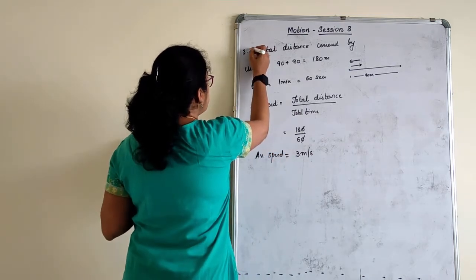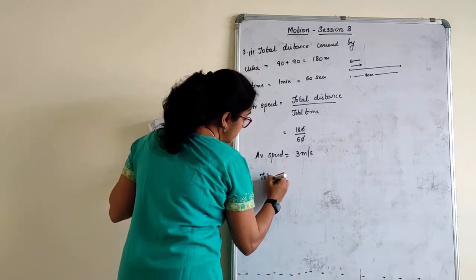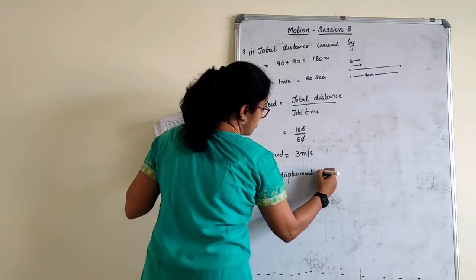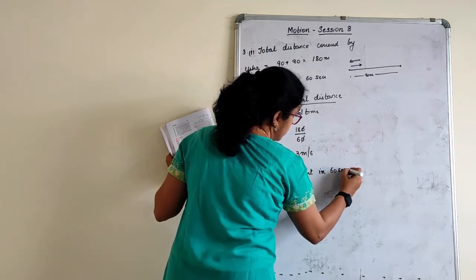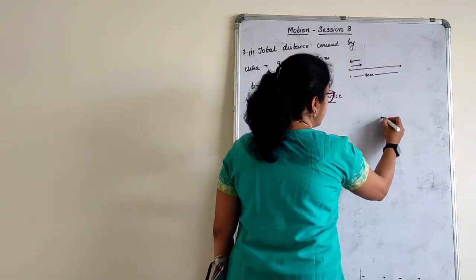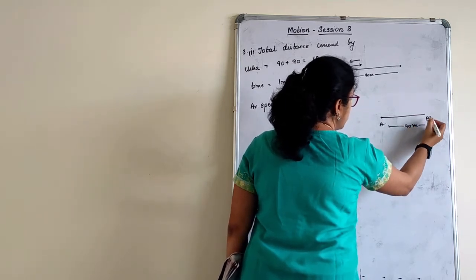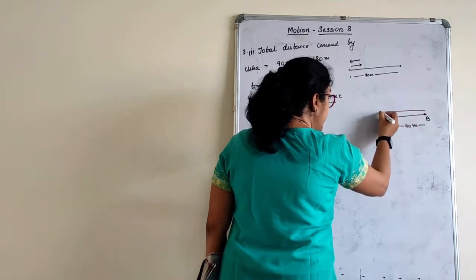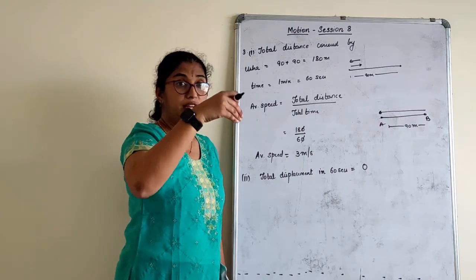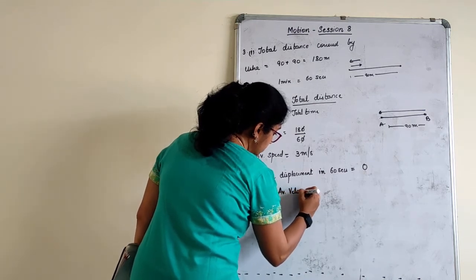Okay. Now this was the first part. Second part, what I will write here is total displacement in 60 seconds is equal to 0. Why? See, Usha started from this point, right? So this is A and this is B. If I talk about, this is 90 meter. She started here and again she ended at the same point. That means she ended at the initial point. What is the displacement at the same point if you end? It is 0.